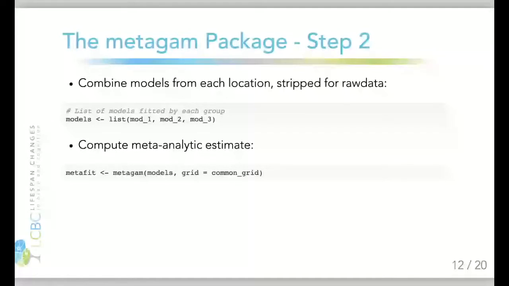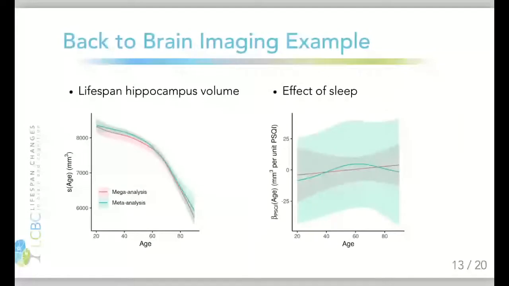In this brain imaging example that I mentioned, we were lucky enough that after a while, we actually got consent to analyze all the data in a single location. So we were able to share the data and perform a mega analysis, as we called it, where you do all the data in a single place. Then we were able to compare the metagam approach, which does remote fitting and then combines the models, to the mega analysis, where you do all the fitting in the same place.